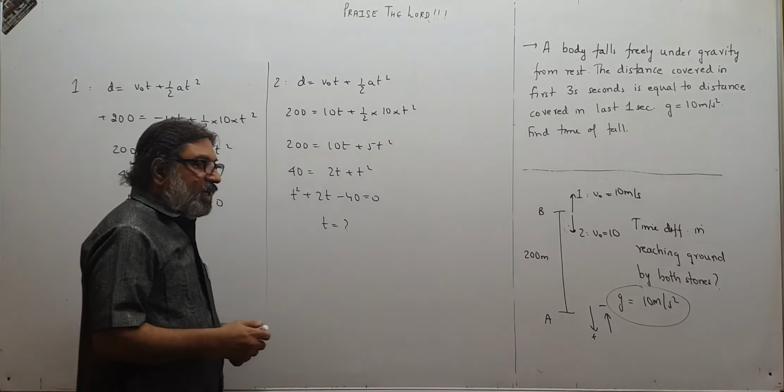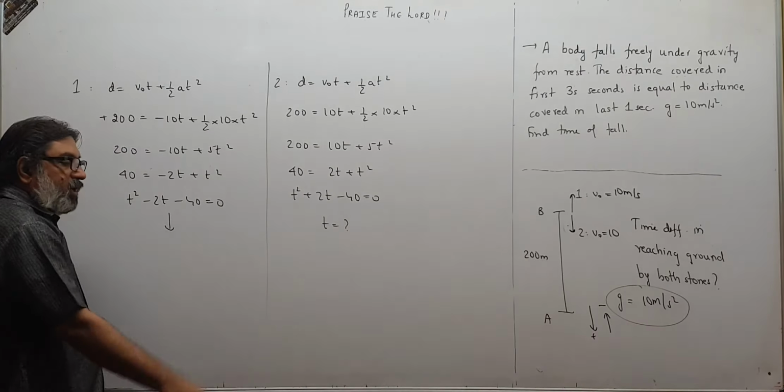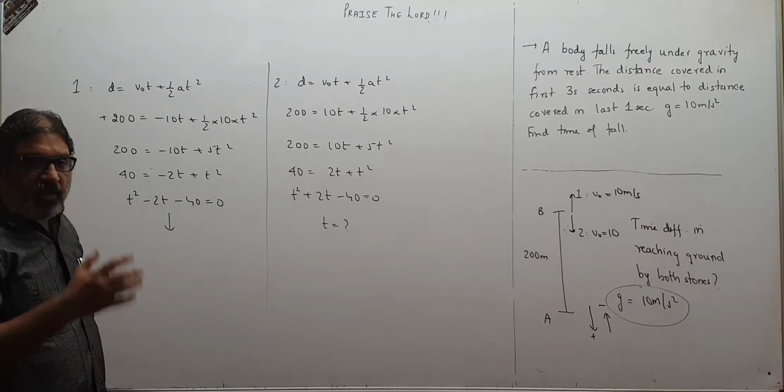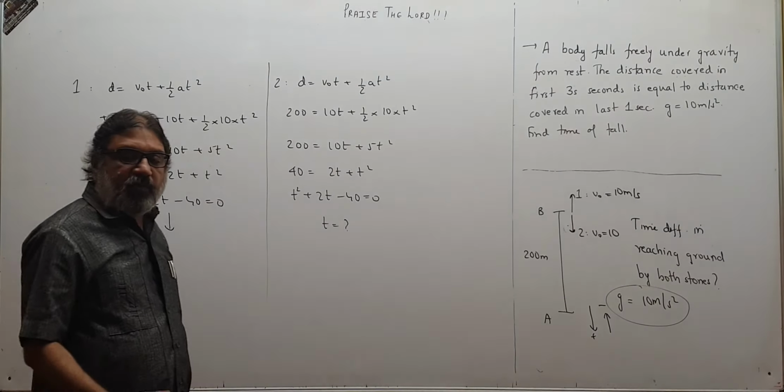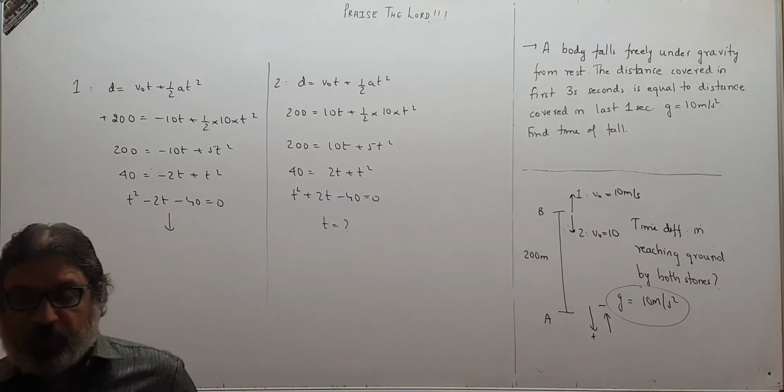So the question asks, what is the time difference? Find out t1, t2, and then you can get the difference. You will need the quadratic equation. You can solve for the values of t. One t may come out negative, one t may come out positive. Whatever is acceptable, you can take that. Pause and copy, children.